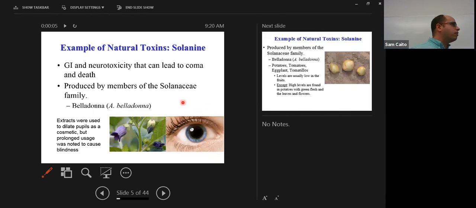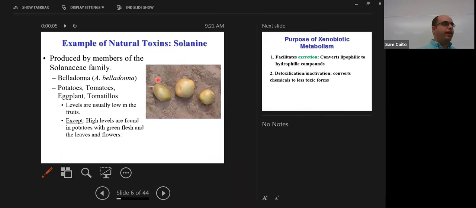But we're actually exposed to these solanines very frequently in our everyday life, outside of anyone who likes to play with the belladonna plant. We see these solanines when we eat things like potatoes, eggplant, tomatillos, tomatoes. These are all in the same family as the belladonna plant. However, the levels in the edible parts are very low, and so our bodies can easily metabolize them and get rid of them. That's the whole idea of xenobiotic metabolism: to deal with these compounds so that they don't harm our bodies. The exception is that with these same plants, exceptionally high levels are found in green-fleshed potatoes, so that's why you aren't supposed to eat those, and also in the non-edible parts, the leaves and the flowers. There are reasons why we don't chew on a tomato plant, and this is one of them.